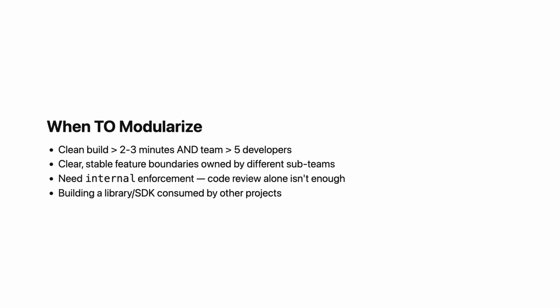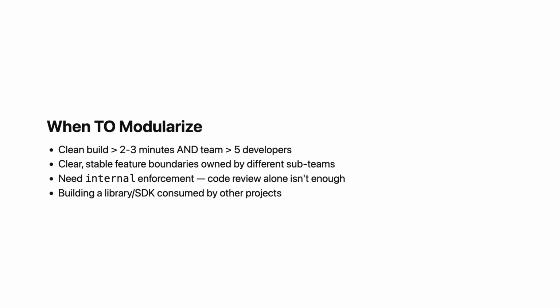Modularize when you need to enforce encapsulation with Kotlin's internal modifier, because code review alone is not preventing architectural violations. And modularize when you are building a library or SDK that other teams or projects consume. That is actually the strongest case for modularization.